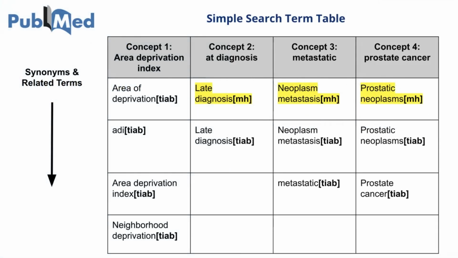In the last several slides, we've shown how to identify and search for MeSH terms in PubMed. Here in this table, the MeSH terms are highlighted in yellow. It's best practice to also search for MeSH words and phrases as TIAB searches. Any remaining words or phrases that are not MeSH terms should also be searched using the TIAB field code.